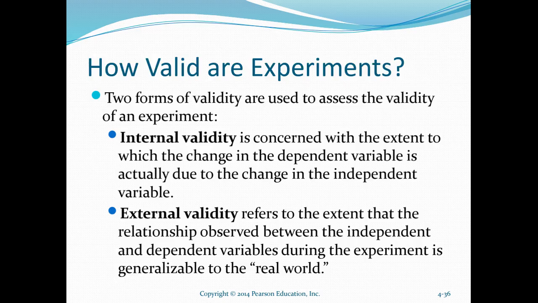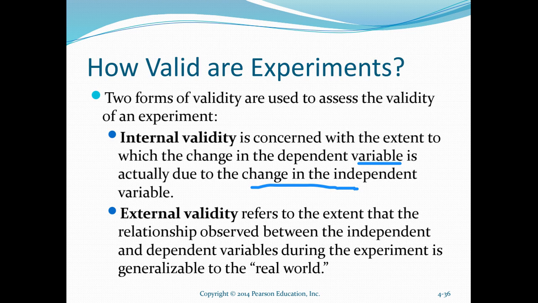How valid are experiments? Two forms of validity are used to assess the validity of the research. One is internal validity and another one is external validity. Internal validity is concerned with the extent to which the change in the dependent variable is actually due to the change in the independent variable. As I gave you the example of ice cream usage and death, we cannot conclude that ice cream is the cause of the death. So that is not a valid research.